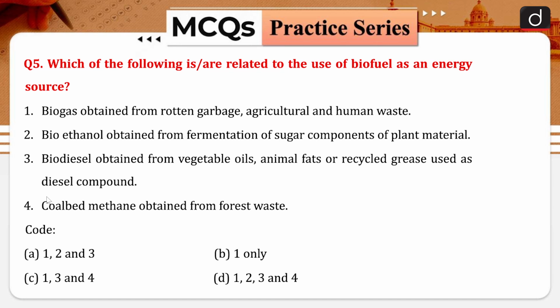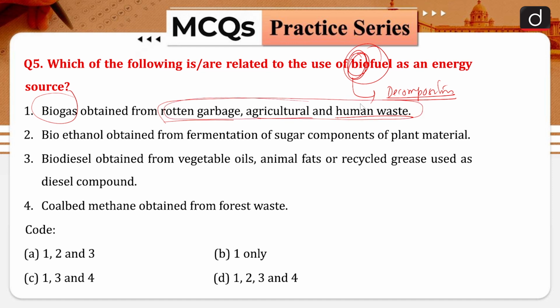Which of the following is related to the use of biofuel as an energy source? When we are talking about biofuels, there is some kind of biological component attached to it, either by the action of microorganisms, that is decomposition, or otherwise the source would be from nature. Now, biogas obtained from rotten garbage, agriculture and human waste is correct, because of fermentation or decomposition of all these elements, we can generate biogas.